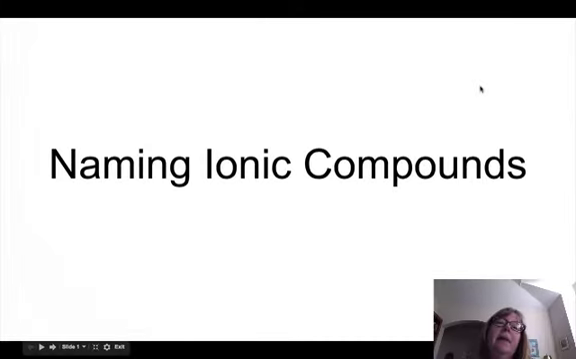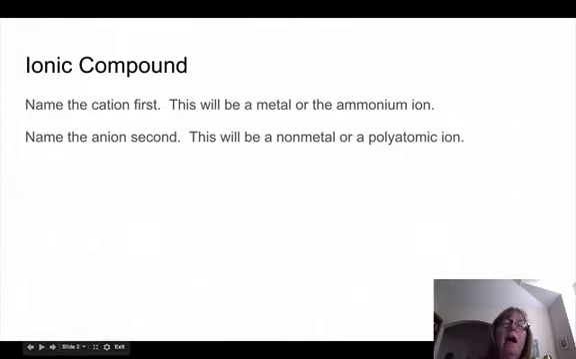Hi, this video is about naming ionic compounds. All right, so an ionic compound, hopefully we all know now, is between a metal and a nonmetal. And so we are going to have a cation and an anion. You always name the cation first.